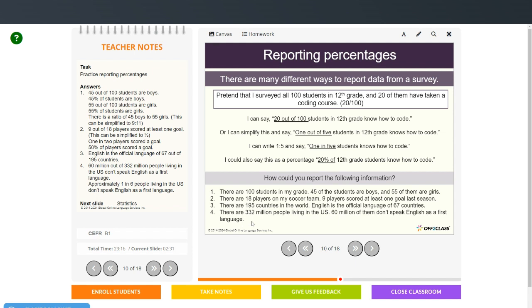And then number 4, there are 332 million people living in the US. 60 million of them don't speak English as a first language. So we could express that either as a percentage, or we could say approximately 1 in 6 people living in the US don't speak English as a first language.